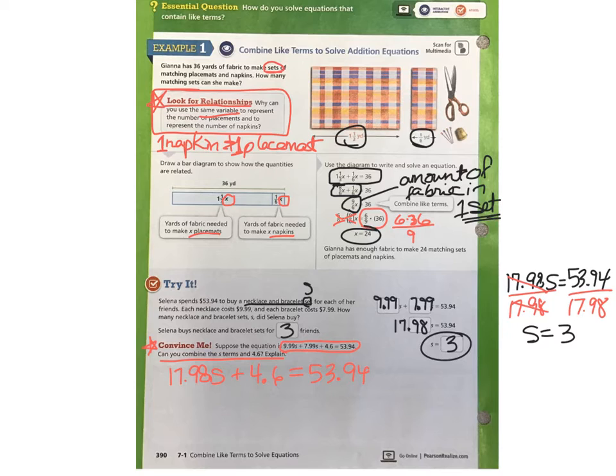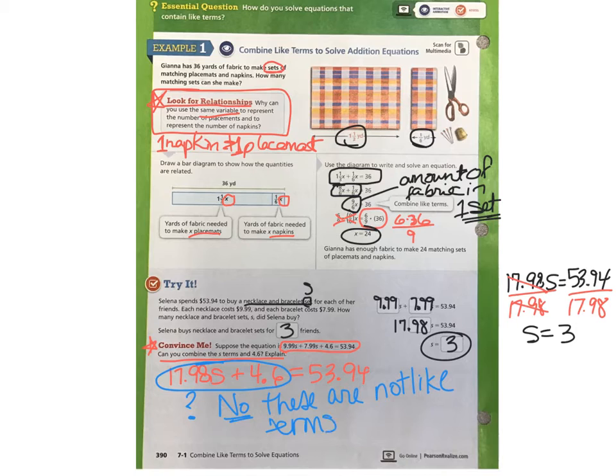So is it okay for me to combine those? And the answer is no. These are not like terms. Why not? They're not like terms because one of them has a variable and the other one does not. One is a variable term. So you have a variable term right here, and you cannot combine variables and constant terms with each other.